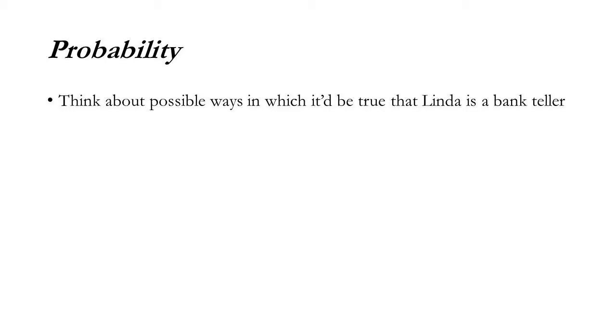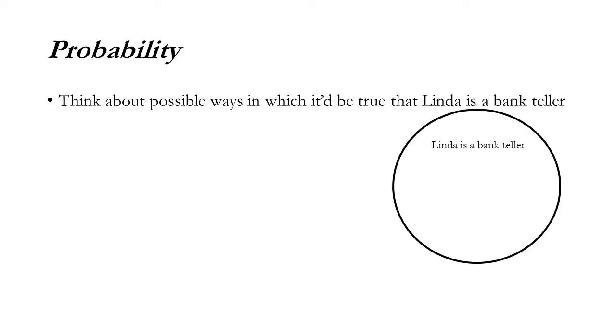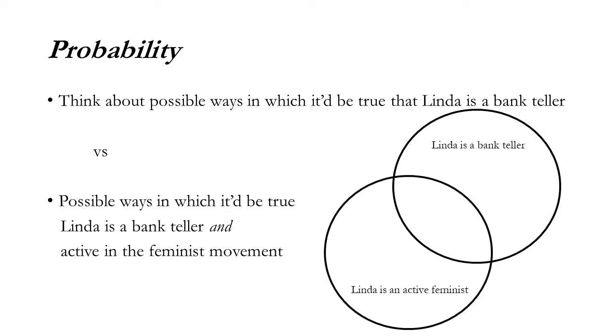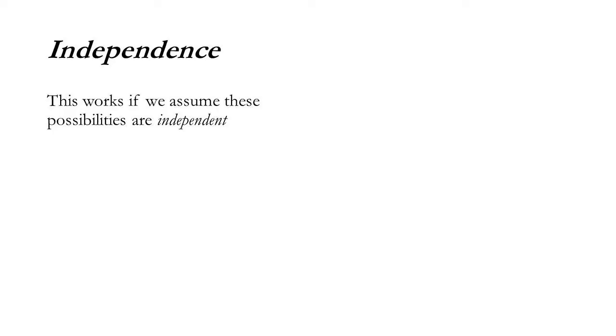Why? Think about the possible ways in which it'd be true that Linda is a bank teller. Here they are. Now compare that with the possible ways in which it'd be true that Linda is a bank teller and active in the feminist movement. Here's where Linda is active in the feminist movement. The intersection is where both of those things happen, right? Now that is smaller. There's a smaller number of ways. So if we're asking which is more probable, we want to look at the larger number of ways.